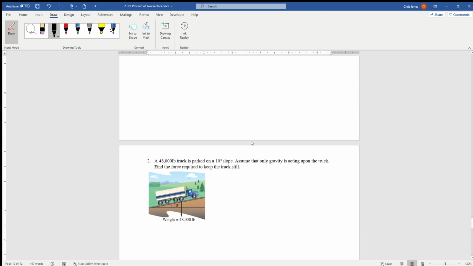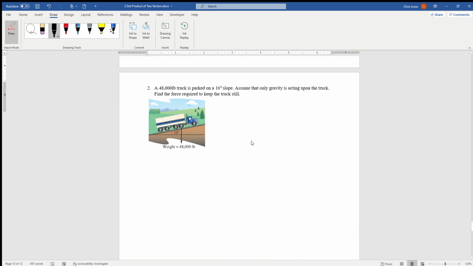So just two very basic applications of being able to use a projection with respect to work. A 48,000 pound truck is parked on a 10-degree slope. Assume that only gravity is the force acting upon the truck. Find the force necessary to keep it still. So essentially what we're going to do is project that vector onto the flat plane. We know that if we take 48,000, which is the force pulling on it, and take that force in the y direction, and remember the sine function represents the y direction, we could just literally put it in like that, and that's going to give us our projection.